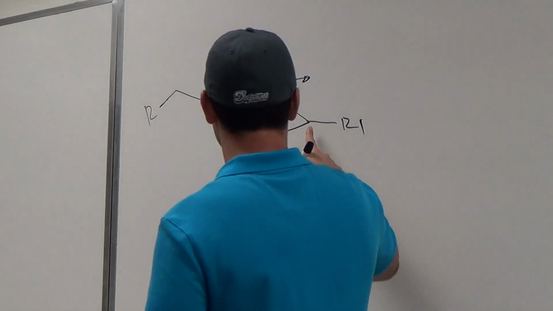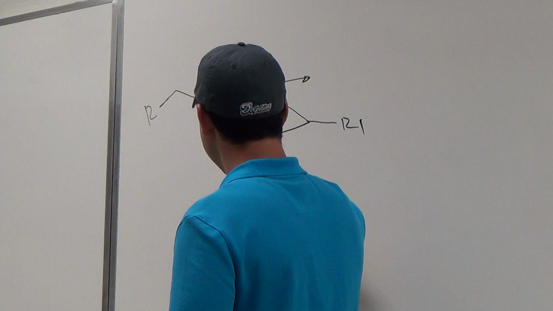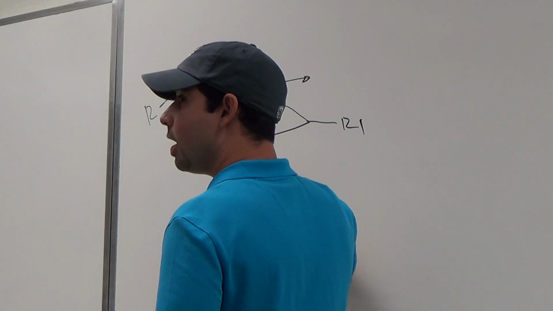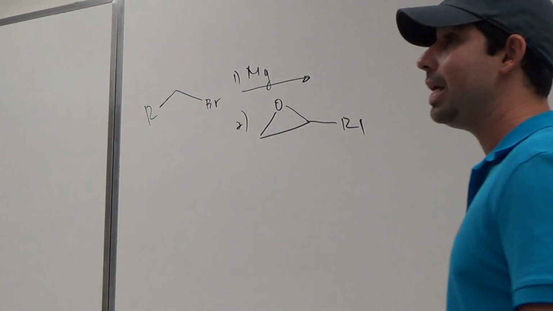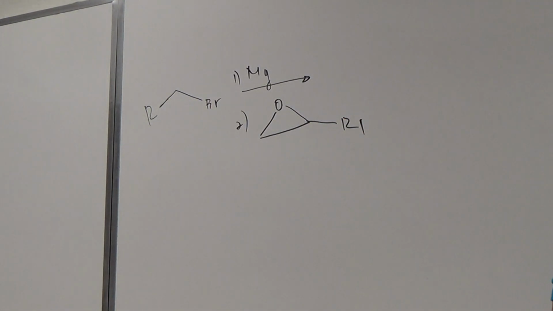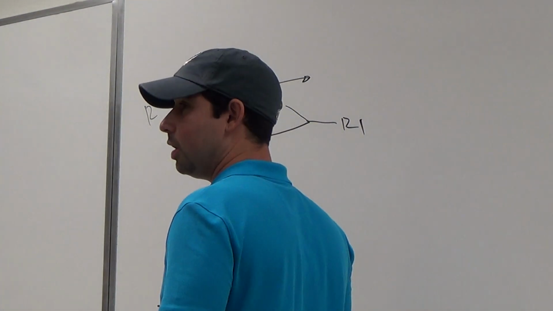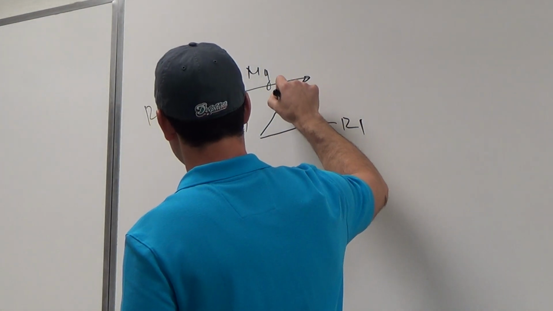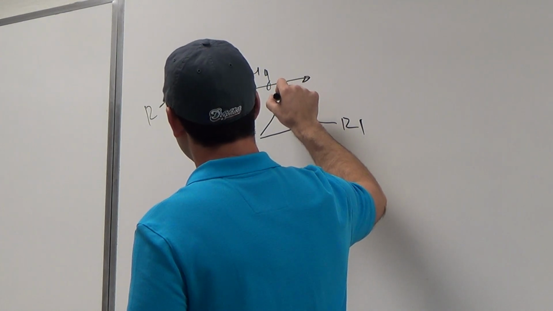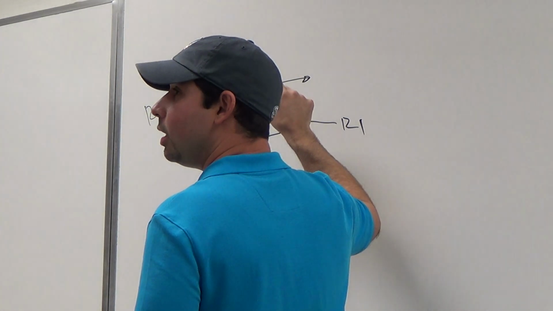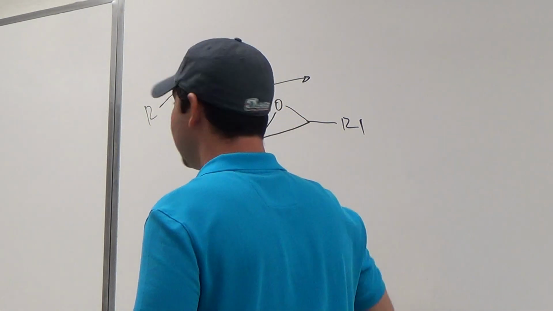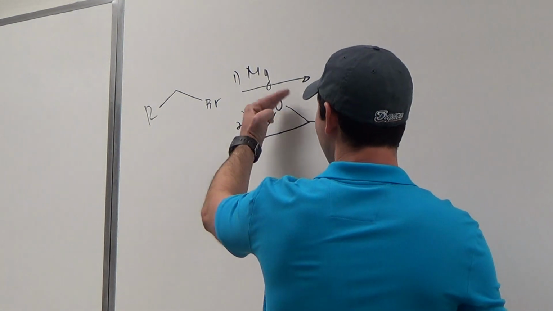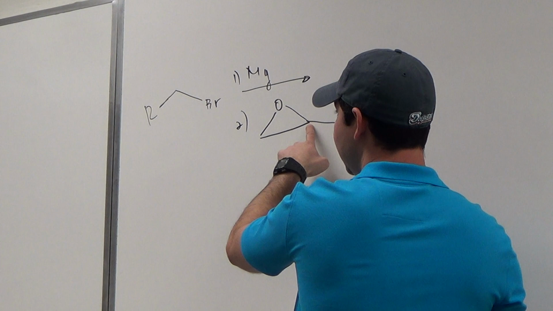So where does it attack? Does it attack here or here? The one on the left. It attacks here, because under basic conditions it attacks here. And why does it attack here under basic conditions? Because it's less hindered. But why? The question is not, oh, I memorized it. That's how it works. That carbon is less hindered, but under acidic conditions, when you put an H plus in there and this gets protonated, that tertiary carbon has more positive character. A tertiary carbocation is more stable. So in the presence of an acid, it will open that way, and the attack will be here.